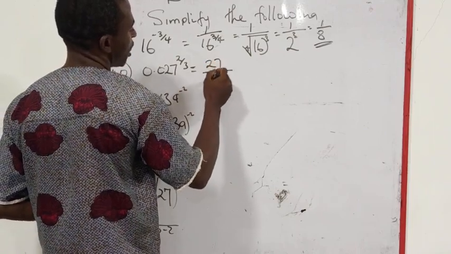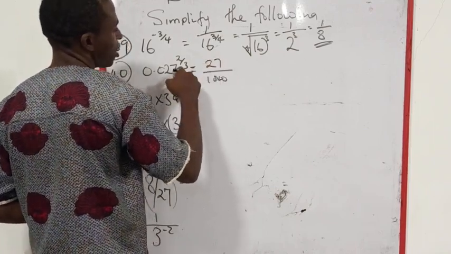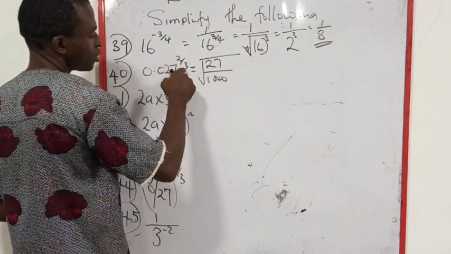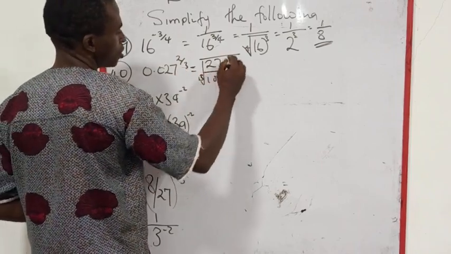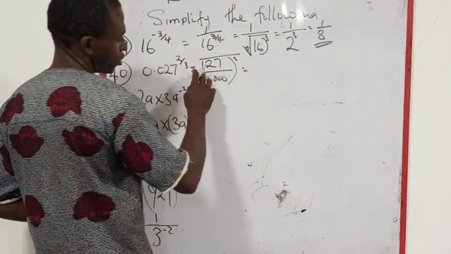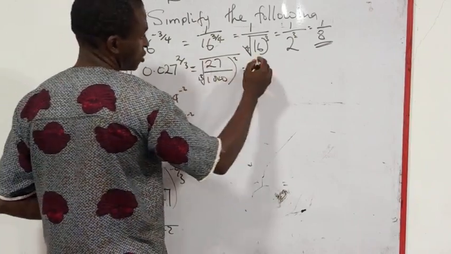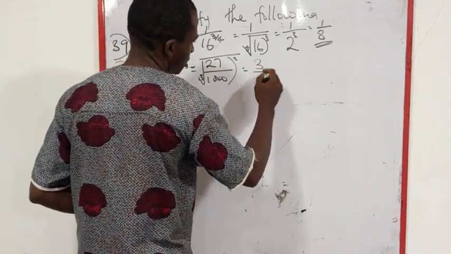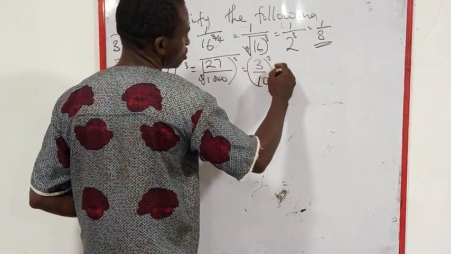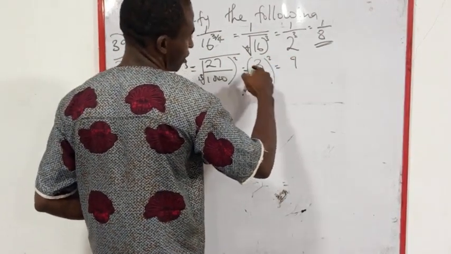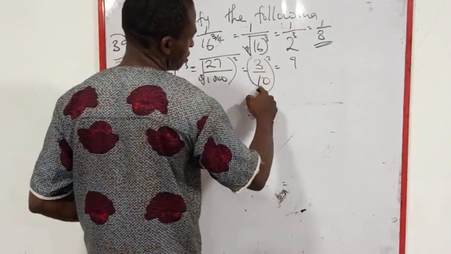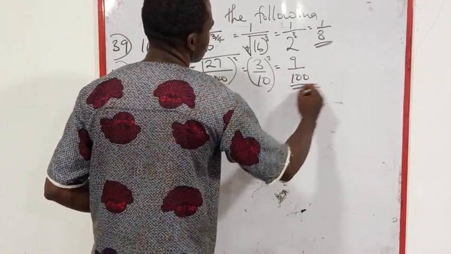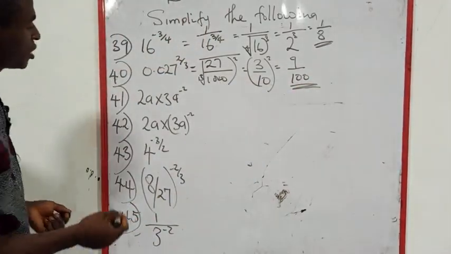Then the next thing is to apply our sixth law of indices. Don't forget, since the denominator is 3, it means cube root raised to the power 2. The cube root of 27 is actually what? 3. The cube root of 1000 is 10. Then we now have the power of 2 to deal with. 3 raised to the power 2 is 9. Then 10 raised to the power 2 is what? 100. So no big deal. That's as simple as that.